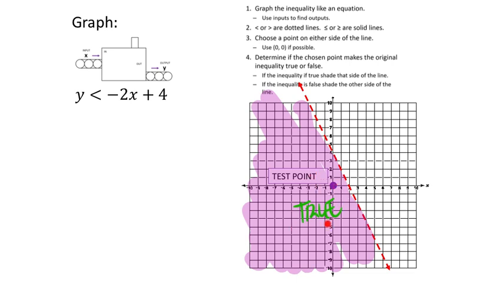Now again, let's say that this was false here, then I would have shaded the other side of the line, because it can't be true on both sides of the line. It can only be true on one side. So this is how this works. Again, we went through it step by step.